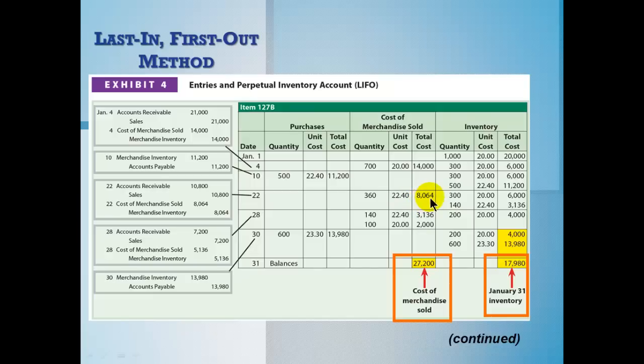And now what did that do if I assume this 360 came out of this 500? Well, look, I'm still left with the 300 from way back when, this old stuff. And I've now eaten away at this 500 layer, and I've got 140 of it left at $22.40. My inventory quantity is still the same under LIFO or FIFO at this point in time, which is going to be 340 units. Let me prove this to you.